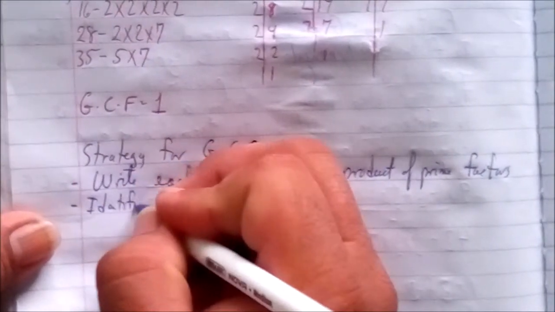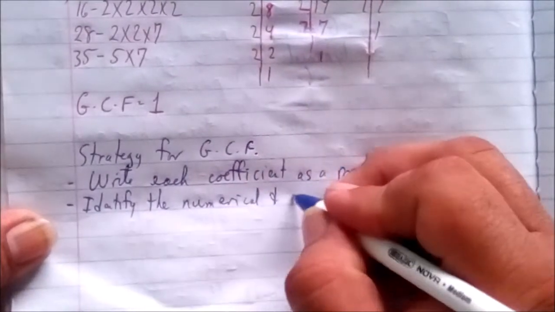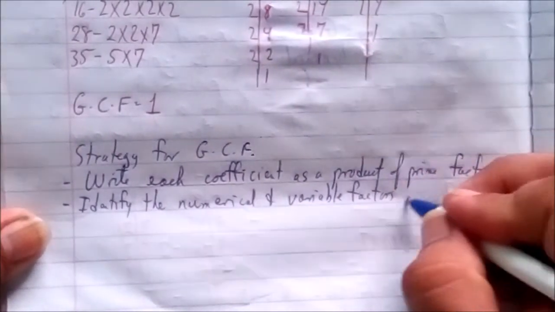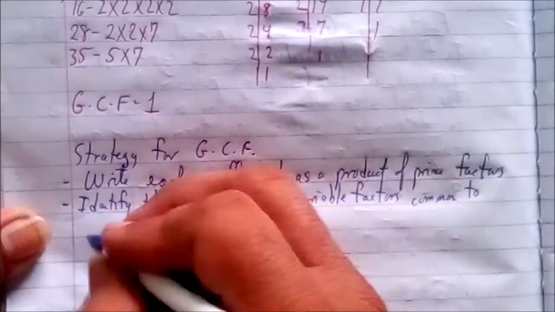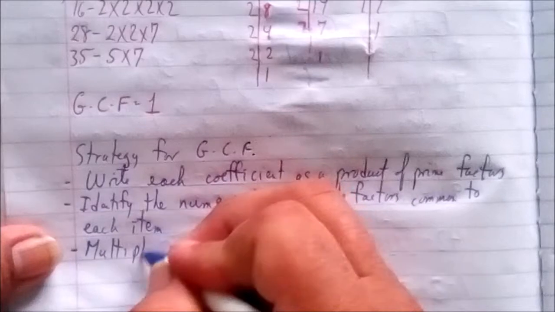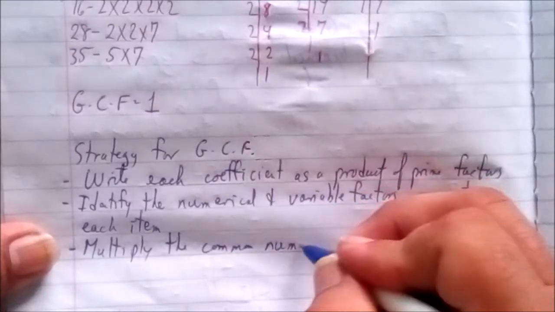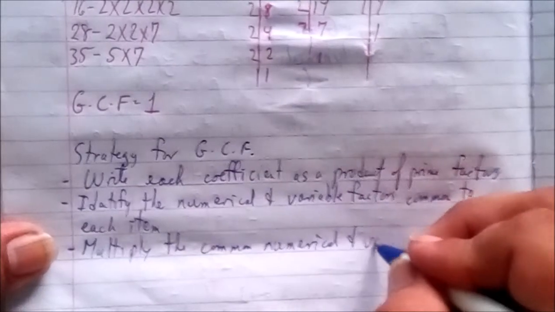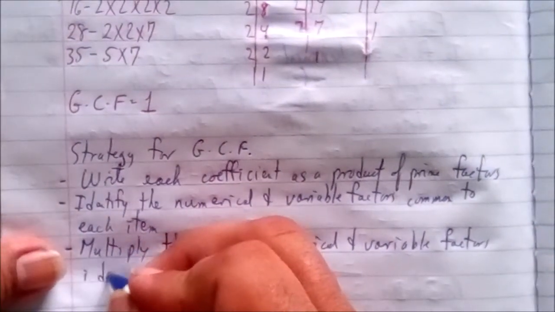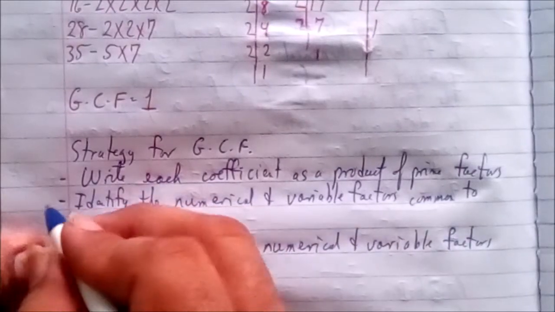Step 2: identify the numerical and variable factors common to each item. And step 3: multiply the common numerical and variable factors identified in step 2.